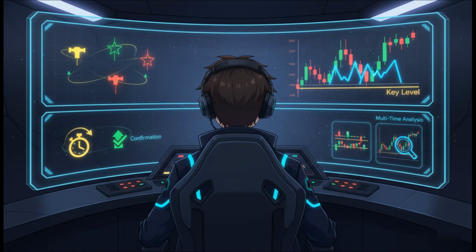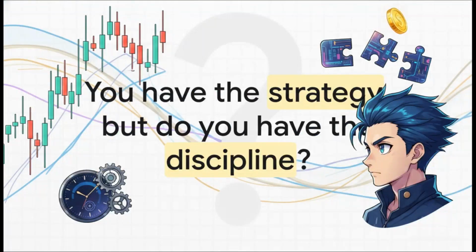All right, let's wrap this all up with the key takeaways. First, know your four patterns: the hammer, shooting star, inverted hammer, and hanging man. Second, and this is a big one, only trade them when they show up at a key level of support or resistance. Third, always wait for confirmation. And finally, if you want to level up, look for those stacking patterns and think about using multiple timeframes to really fine-tune your entry. And that really just leaves us with one last question.